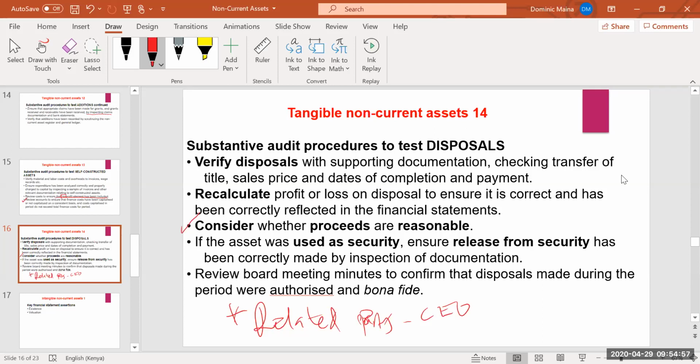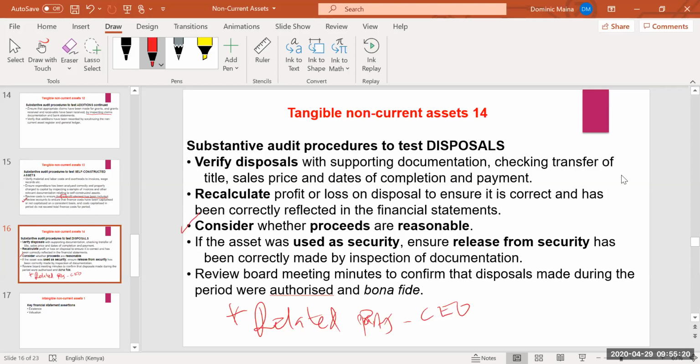Is there a gain on disposal? You may want to calculate, just to confirm, whether the gain on disposal was calculated correctly. If there are losses, have they been accounted for in the right manner? Okay, and that's on the audit of the tangible non-current assets.